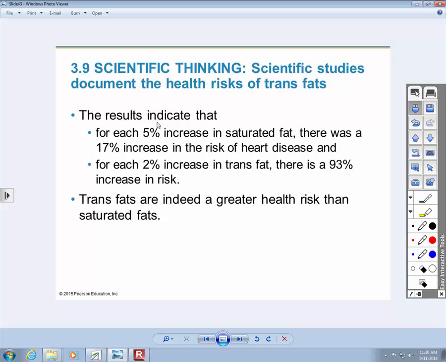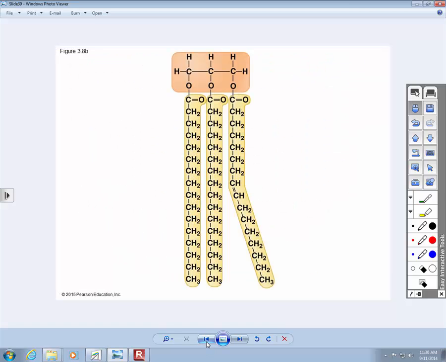Okay, notice this. For each 5% increase in saturated fat, there's a 17% increase in the rate of heart disease. Well, again, it kind of depends. You got to check your numbers. Look at this, a 2% increase in trans fat. Now, we didn't really talk about trans fat. Let's back up and talk about trans fat.